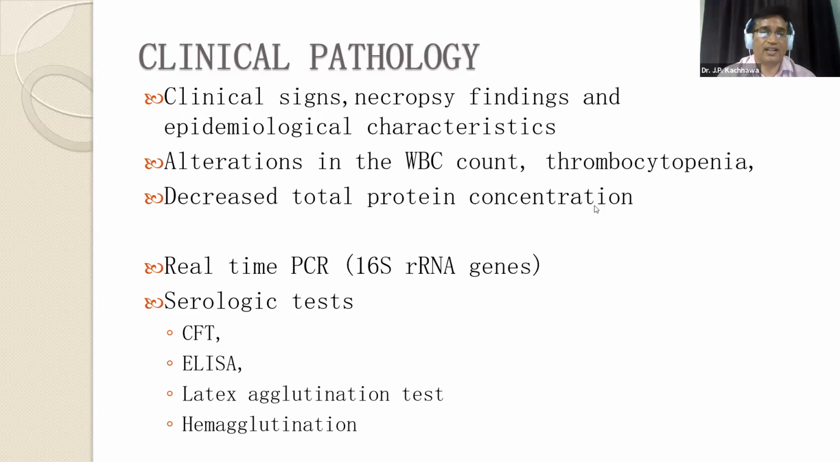The necropsy findings and clinical signs indicate the disease. The epidemiological data of the particular area can also help us in the diagnosis. If we analyze the hemogram, we can see there is an increase in the WBC count, and there will be thrombocytopenia. There are not many alterations in the serum biochemistry. Only you can find a decrease in total protein concentration.